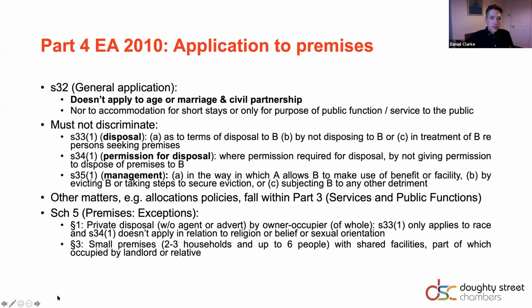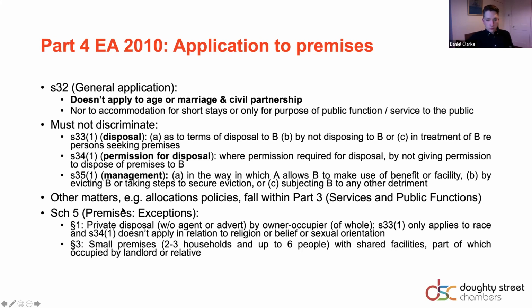So then just a quick recap there about the spheres in which the prohibitions on discrimination apply. So here the primary relevant sphere is premises, of course, under Part 4. Worth noting that Part 4 doesn't apply to age or to marriage and civil partnership discrimination. And so, even if you identify some disparate impact in relation to those characteristics, that's not going to help you in Part 4.